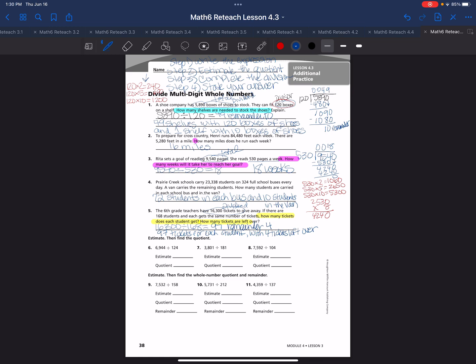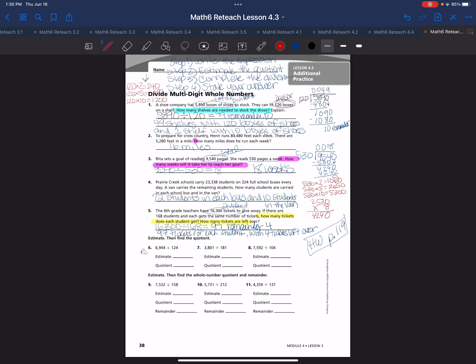Remember, if you're going through these problems, you can also look at homework on page 119 in your book for more problems similar to this. Okay, let's go on to the next part. It says estimate and then find the quotient. So when we estimate, we want to be rounding.